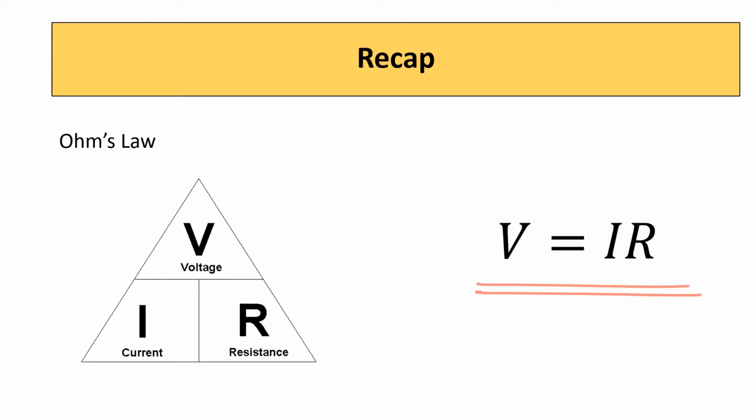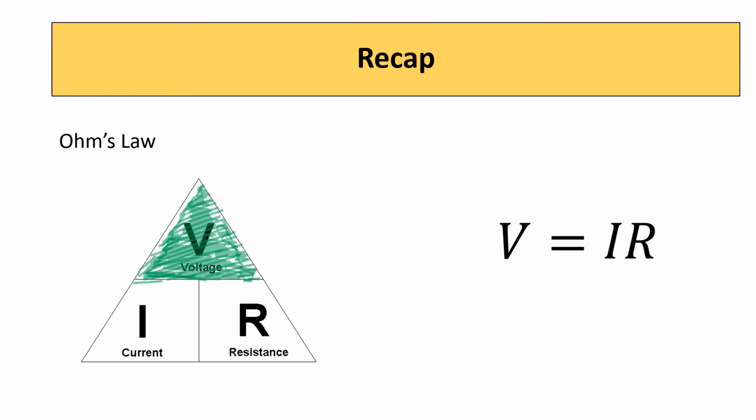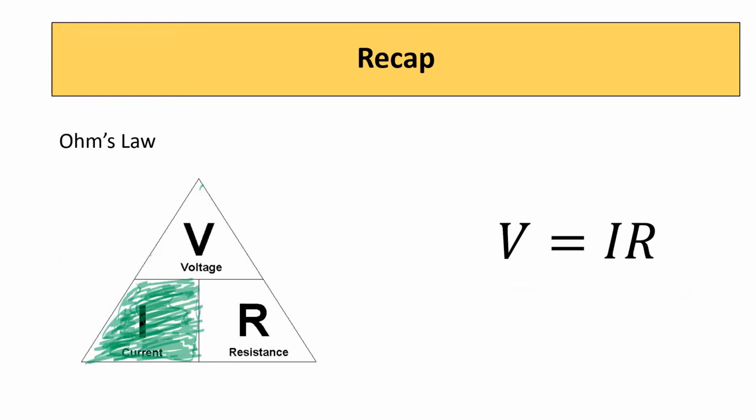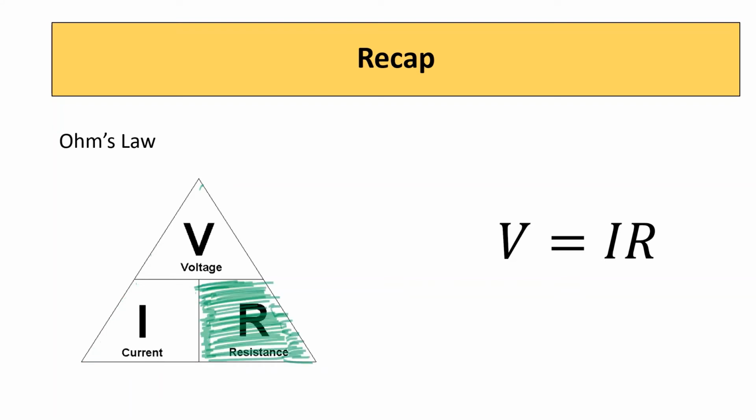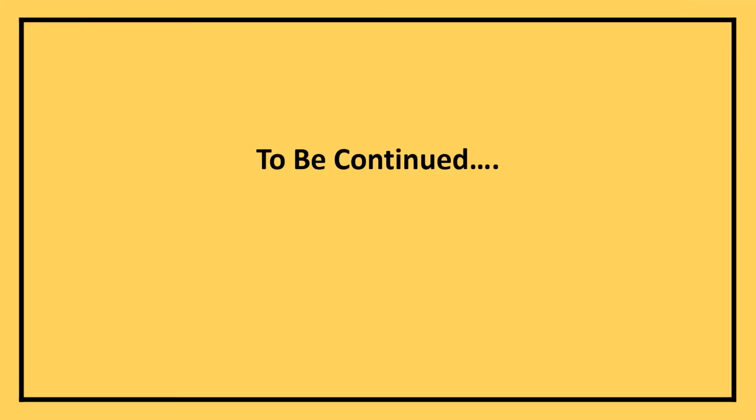You can remember this triangle. V is equal to IR. I is equal to V by R. And R is equal to V by I.